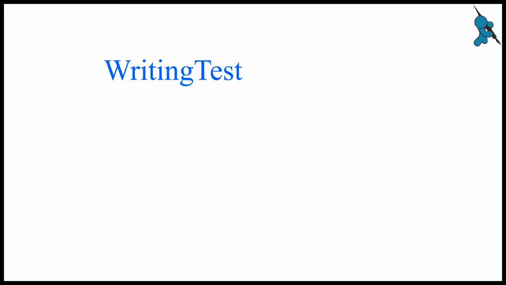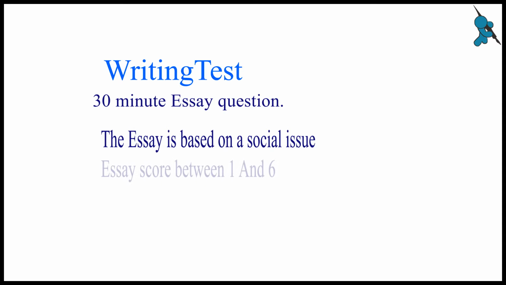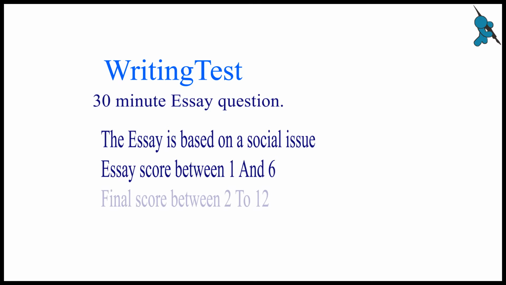The writing test includes one 30-minute essay question. The essay is based on a social issue. The essay question can impact your scores on the English section. 2 trained readers will assign a score between 1 and 6 to the essay. Their individual scores will be summed to produce a final score of between 2 to 12.